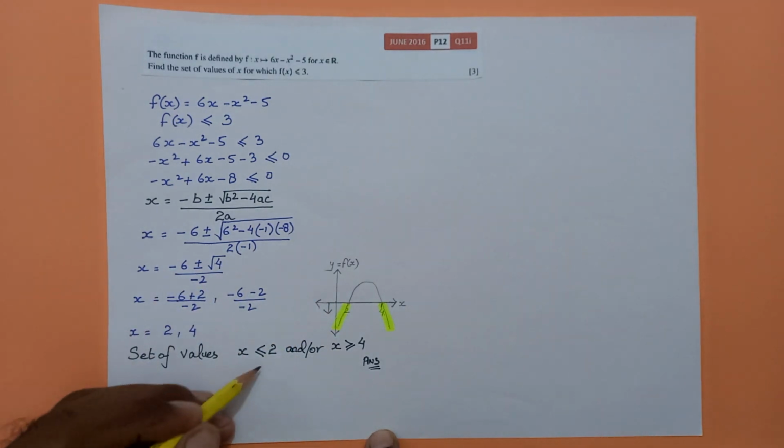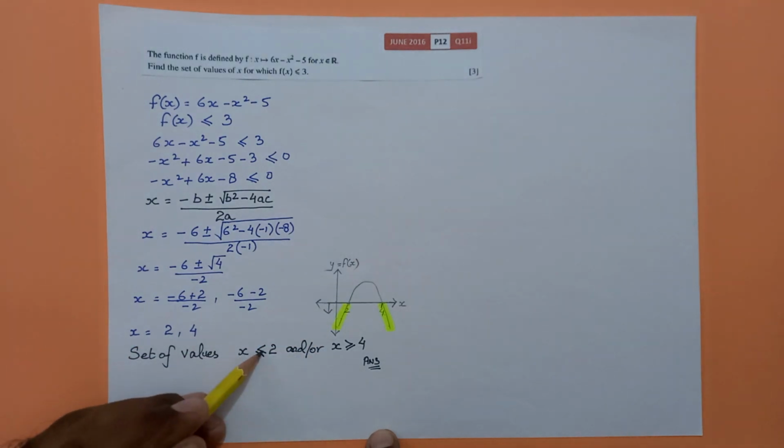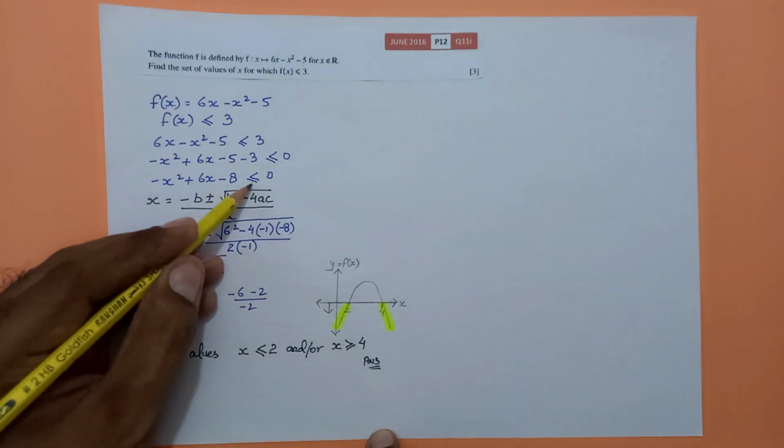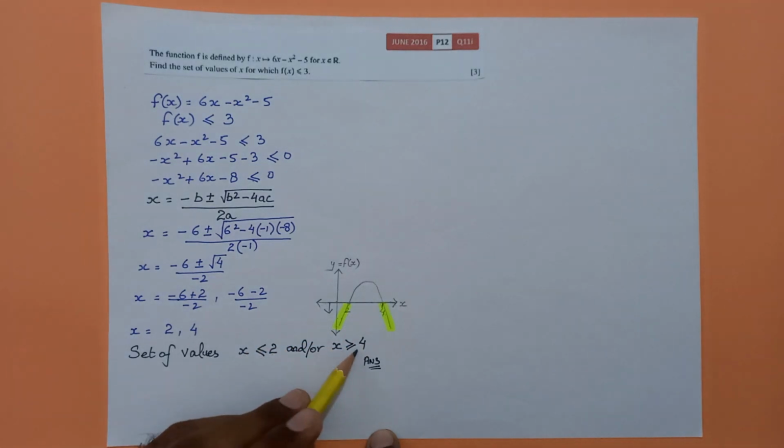So finally, the set of values is the values which are less than 2. So x is less than or equal to 2, because over here it is less than or equal, and the values of x which are greater than or equal to 4 would be the set of values of x for the given inequality.